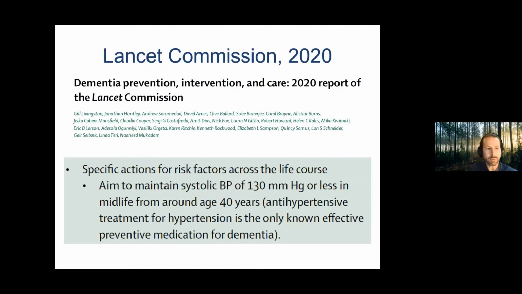have been recommending controlling blood pressure in midlife, but this time they add that antihypertensive treatment for hypertension is the only known effective preventive medication for dementia. However, like I mentioned before, we're not quite at the point where we're ready to recommend specific antihypertensive drugs. So hopefully in my lifetime that becomes one of the treatment strategies to reduce risk, but we'll see. There's still a lot of research left to be done.